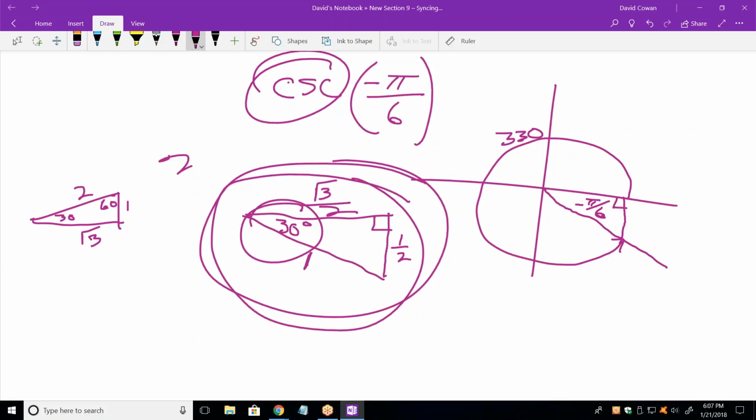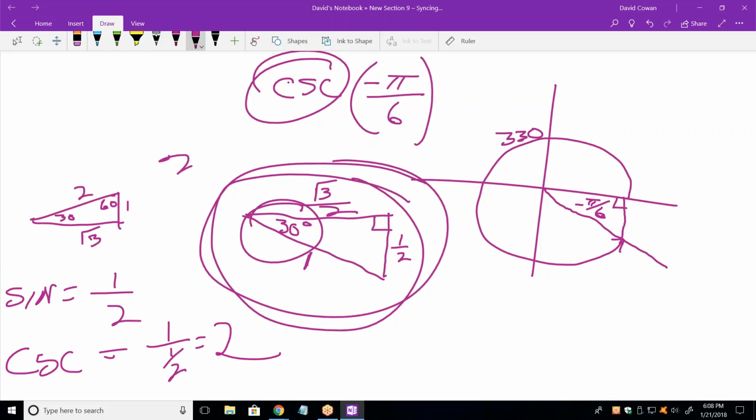What's the reciprocal of 1/2? It's just negative, no, 1/2. Hold on. What's the reciprocal? Not the negative, but the reciprocal. Remember, the reciprocal is always 1 over. So if 1/2 is the sine, then the cosecant is 1 over 1/2, which is 2. So that's the absolute value of the cosecant of minus pi over 6.